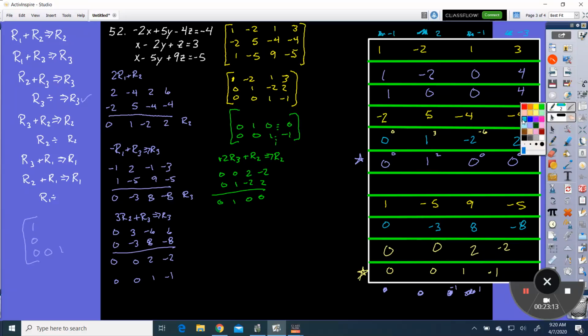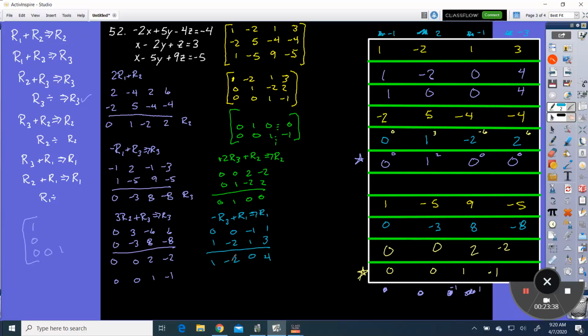So now I'm working on getting this 1 to disappear. Again, I use row 3 and row 1. I'm going to have to multiply row 3 by a negative. So I get 0, 0, negative 1, 1. Add that to my top row: 1, negative 2, 1, 3. I get 1, negative 2, 0, 4. Okay, and this makes a new row 1.